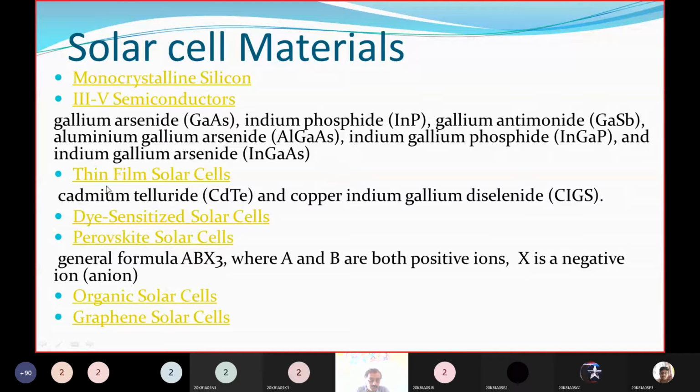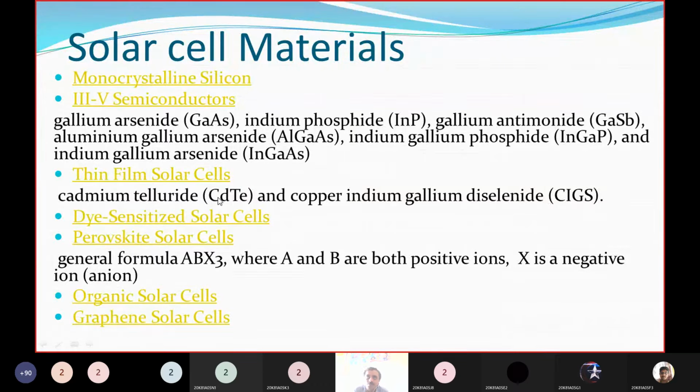Now, one more thing is thin film solar cells. Generally, in the case of thin films, cadmium telluride is the most used thin film solar cell material, and one more is copper indium gallium diselenide, CIGS. This is another material used in thin film solar cells.